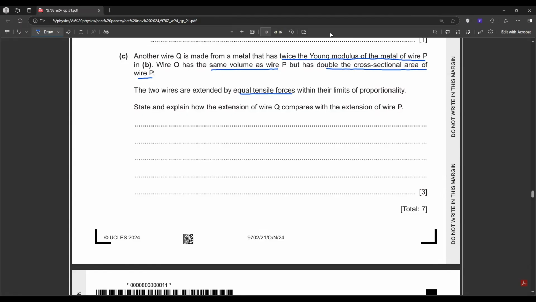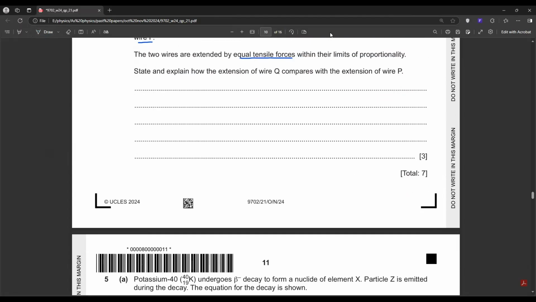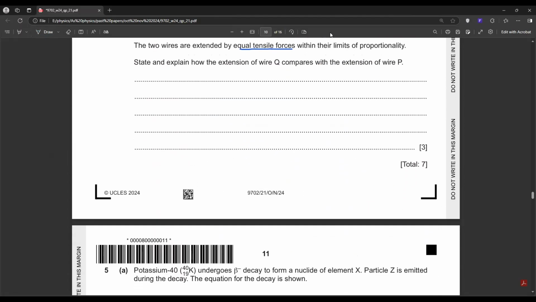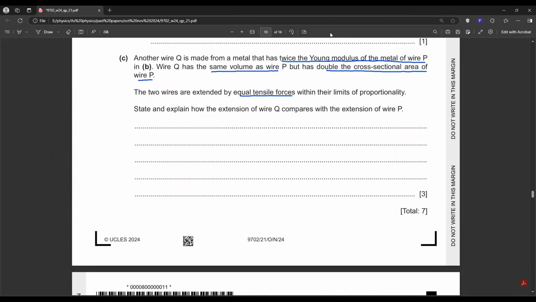Now, first of all, let me find a blank page here. No, we don't have a blank page here. Let's do the working slightly here. Do you remember Young's modulus is equal to what? FL over AE. Can you make extension the subject here? Extension is equal to FL over AE. Simple. Now let's create compartments for wire P and for wire Q.